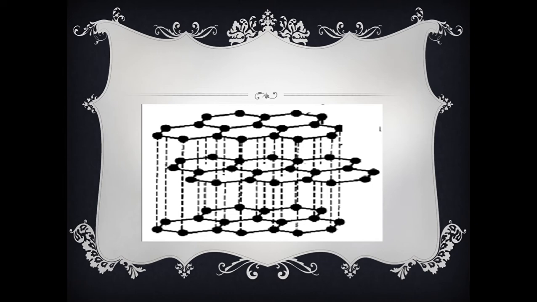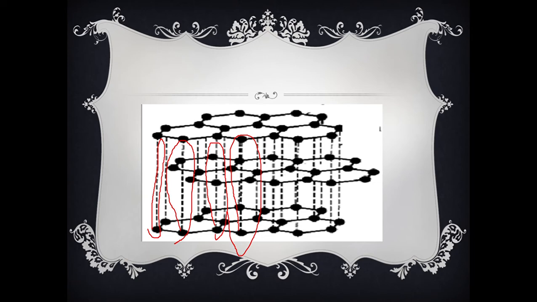So you could see layers of carbon atoms. And in between those layers, you could see some dotted lines. What are these lines? These lines are the attraction forces between the layers. And those weak attraction forces are defined as the van der Waals forces.